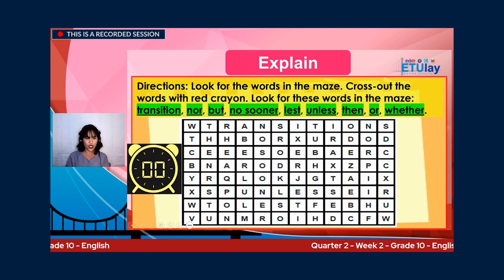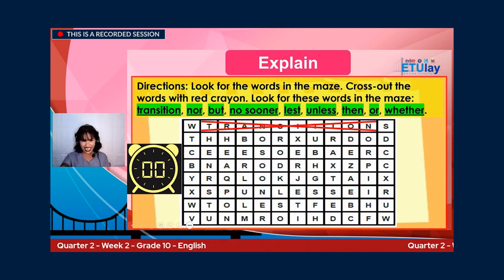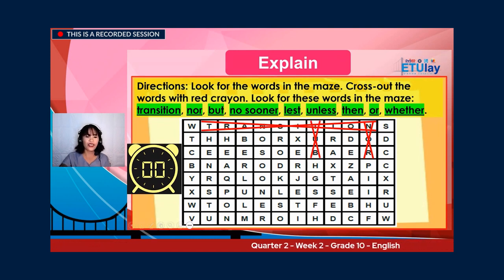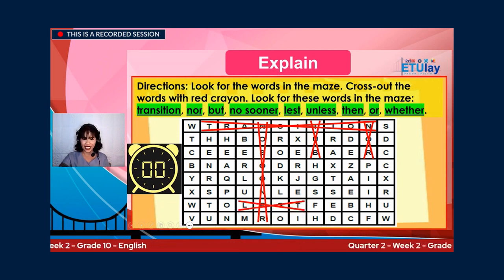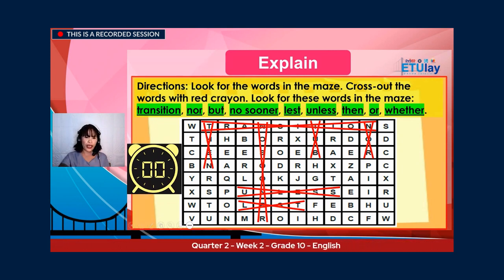Time is up. Let's check if you were able to find the words. Transition. Can you find it? Yes. Congratulations, Wanderer. The token will be given after all the words. We have nor. Cross it out. But. All right, it's there. No sooner. Great job. Lest. Amazing, dear wanderers. Unless. You're right. What about then? Yes, there's then. As I've said, or twice. Where's the first or? Can you find it? There. Or, going down sideways. And another or.